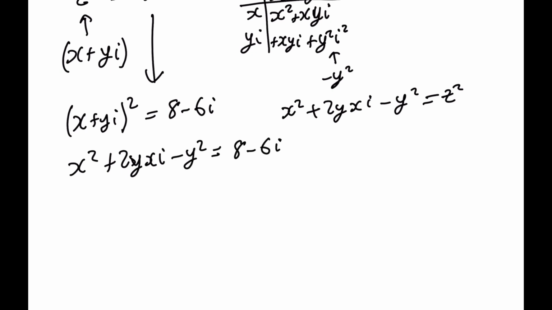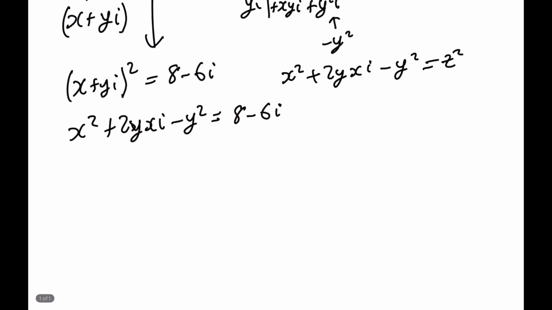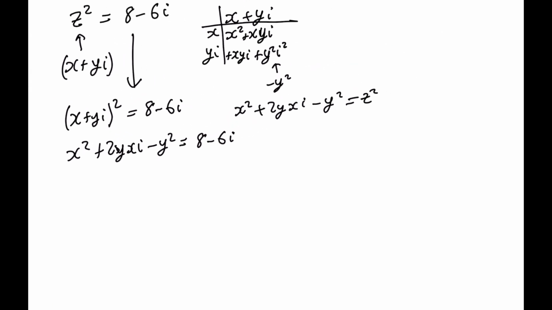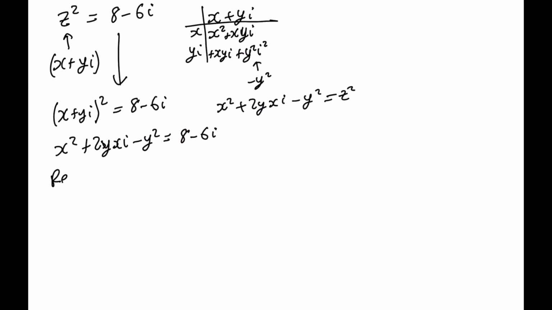And now, if we look at the real part of z squared, so if we do Re(z squared), we can look at all the coefficients of the non-i values. So the real part would be x squared minus y squared, which is equal to the real part of this, which would be equal to 8.